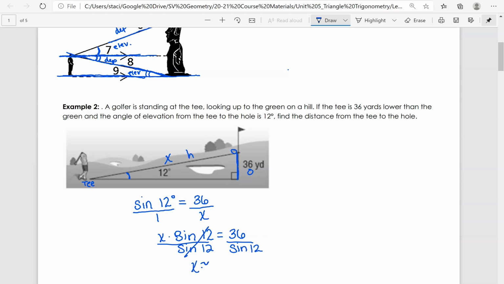And so x is about, and this is where you've got to use your calculator because you can't do this one in your head. So 36 divided by the sine of 12 is about 173 yards.